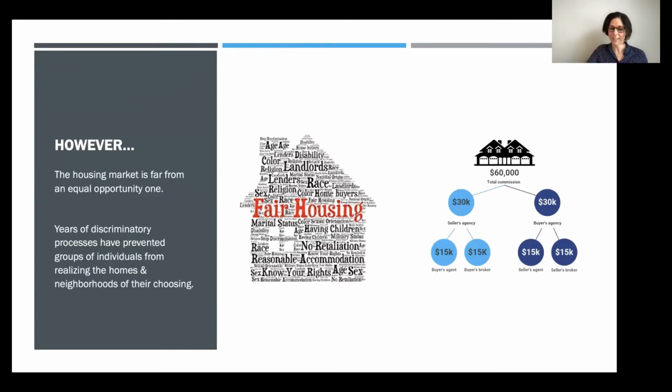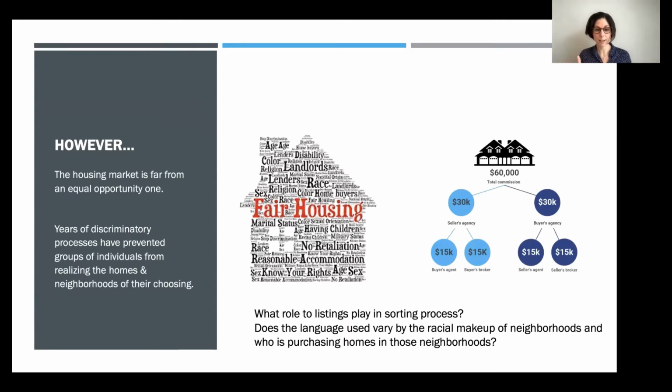So this all, again, sets the scene for our research questions and research objectives, which is, what is the role that listings play in the sorting process? And does the language used vary by the racial makeup of neighborhoods and who's purchasing homes in those neighborhoods? So in this first paper, we really focus on the second question. So whether this language varies by who's purchasing homes in different neighborhoods.